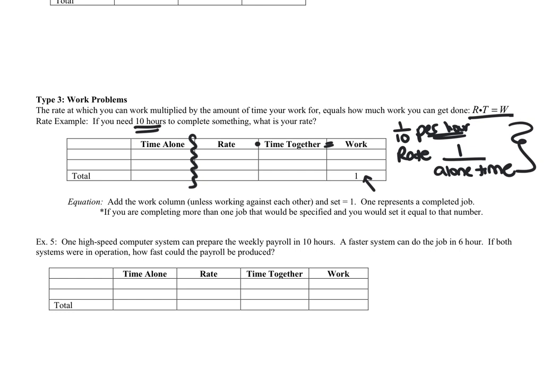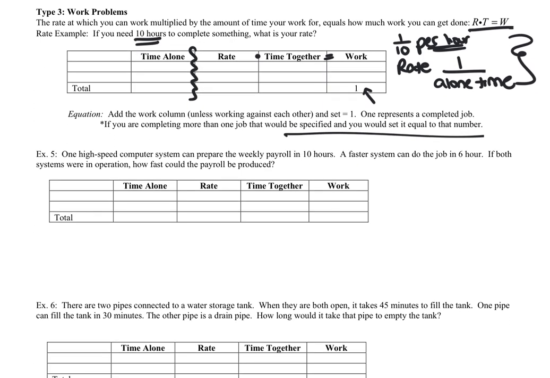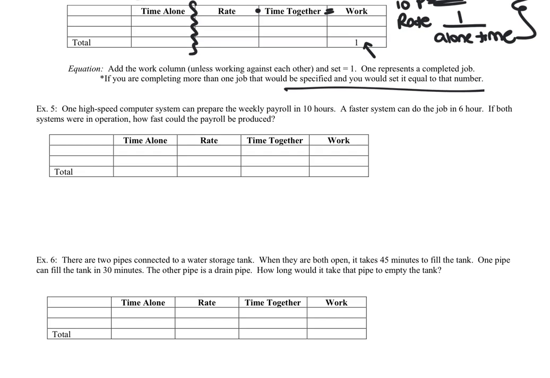In some other examples in future classes, you might see that you're completing more than one job, and if so, then you would set it equal to however many jobs you're doing, not just one. So taking a look at our first example, one high-speed computer system can prepare the weekly payroll in 10 hours. A faster system can do it in 6 hours. If both are working together, how fast could the payroll be produced?